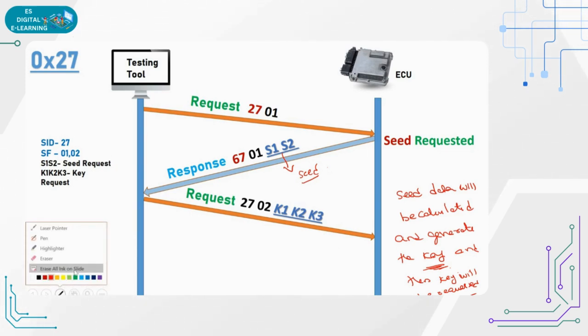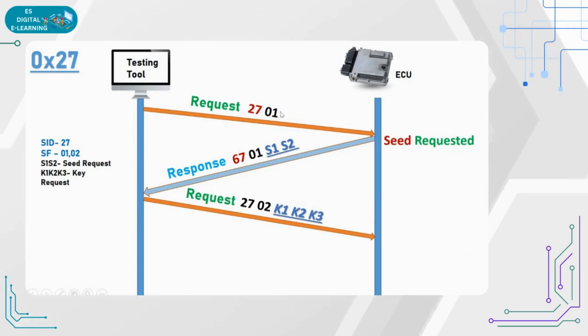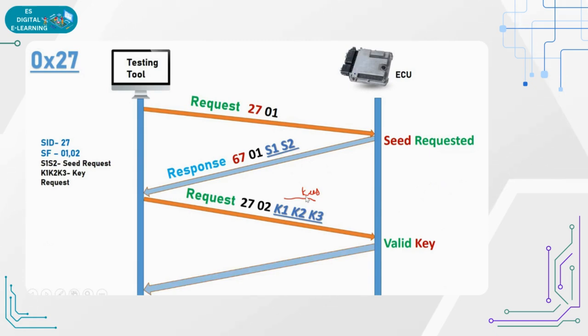Okay, so I'm making now 2701. So this is a sub function. I am giving the key here. So after giving this key, I will get a valid key. So what is the valid key I will get? It is 6702. Okay, so this is a valid key. That is the response I am getting here. Is it clear?